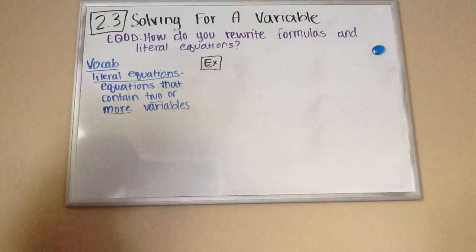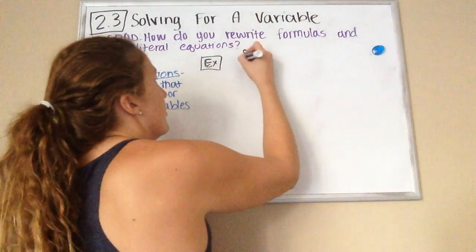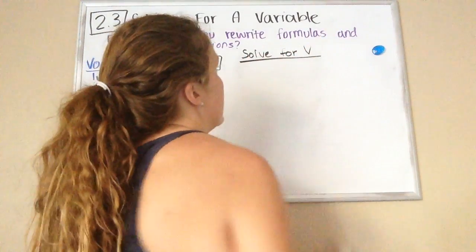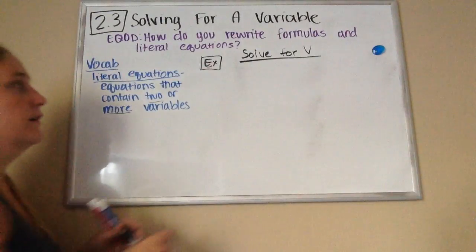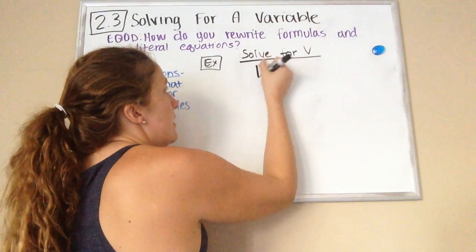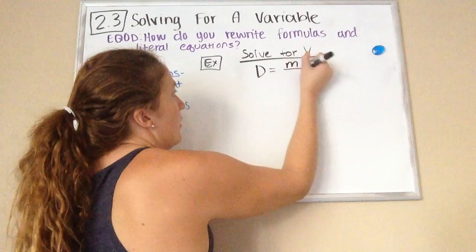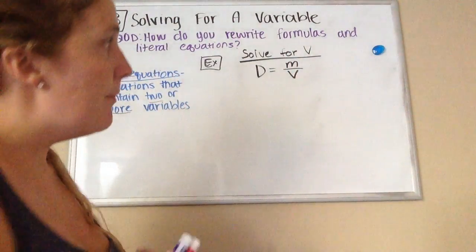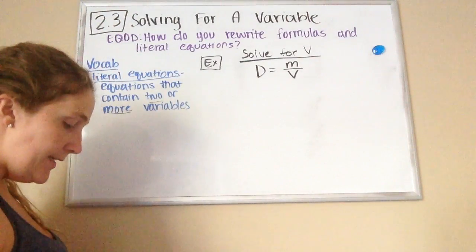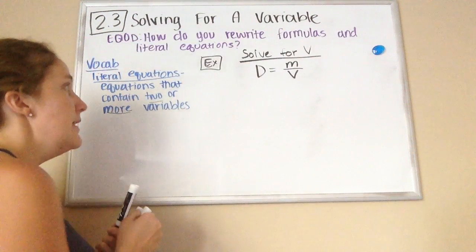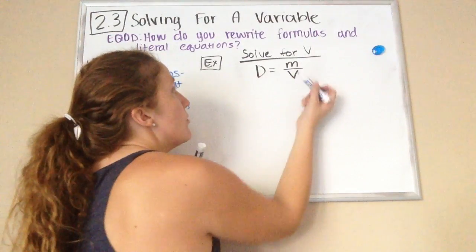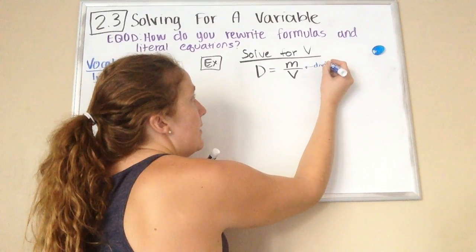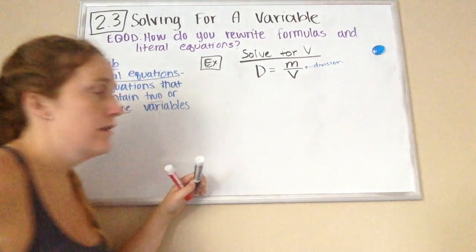Okay. Our next one, we are going to solve for V. Solve for V, meaning we are getting V on its own side of the equal sign. We have D is equal to M over V. Okay, so notice I said M over V, but really, what is that M over V? It is saying D is equal to M divided by V. This is division, divided by V.